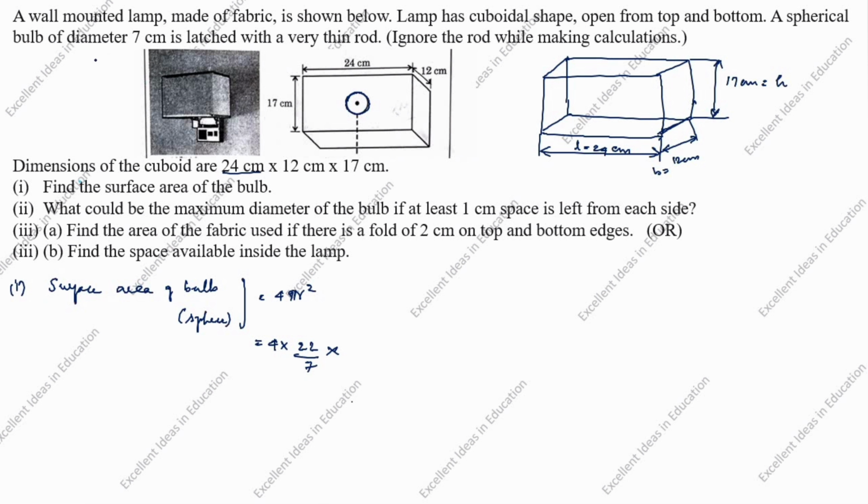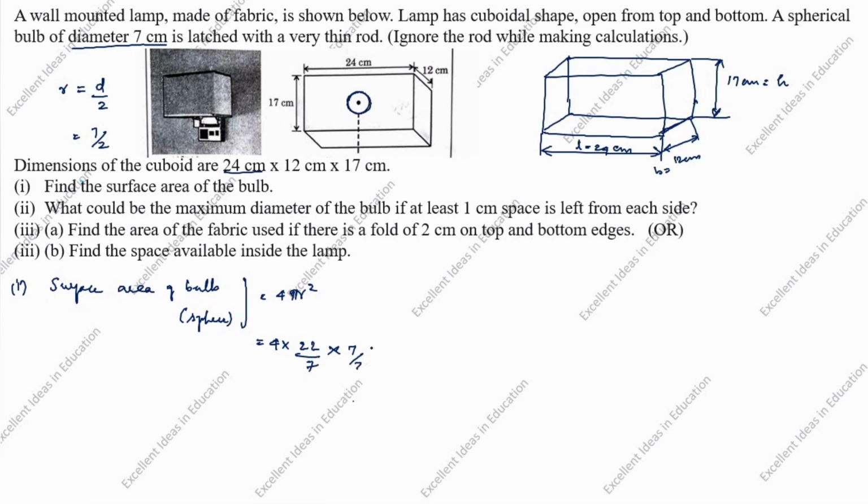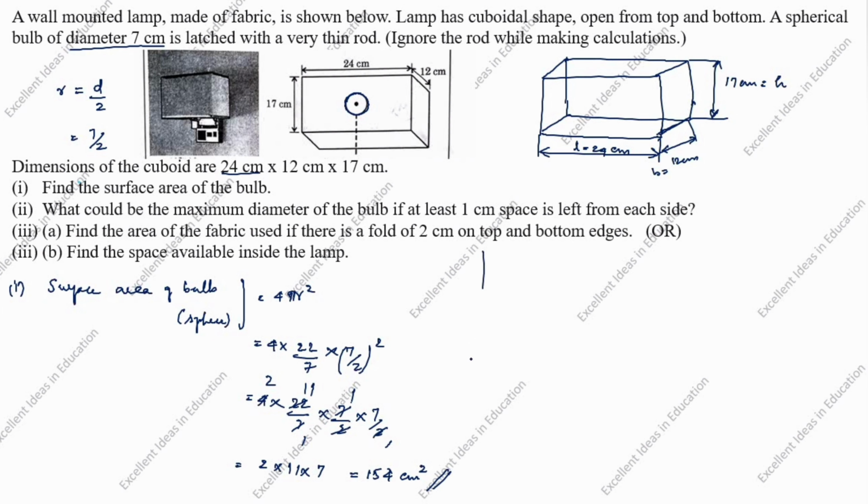What is r value? In this question given as diameter is 7 centimeter. So radius is d by 2. So 7 by 2, the whole square, equal to 4 into 22 by 7 into 7 by 2 into 7 by 2. So this 2, here is 11, here is 1, 7s are 7, 1 2s are 2, 2 2s are 4. What is the answer? 2 into 11 into 7, 11 7s are 77, into 2 is 154 centimeter square. First question answer is 154 centimeter square.